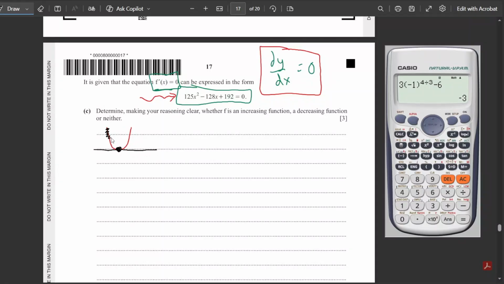On this side, you can see the slope is decreasing. Why? Because if you draw tangent lines over here, they're going to be downward facing. Over here on this side, the slope is increasing, because if you draw tangent lines, they're going to be upward facing, or upward sloping. Therefore, the turning point is where the slope changes. So over here, this is actually a both function. It's an increasing as well as a decreasing function.